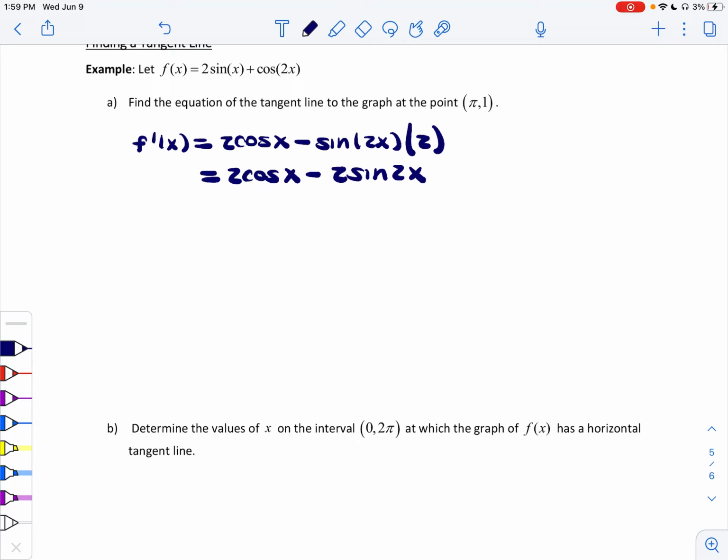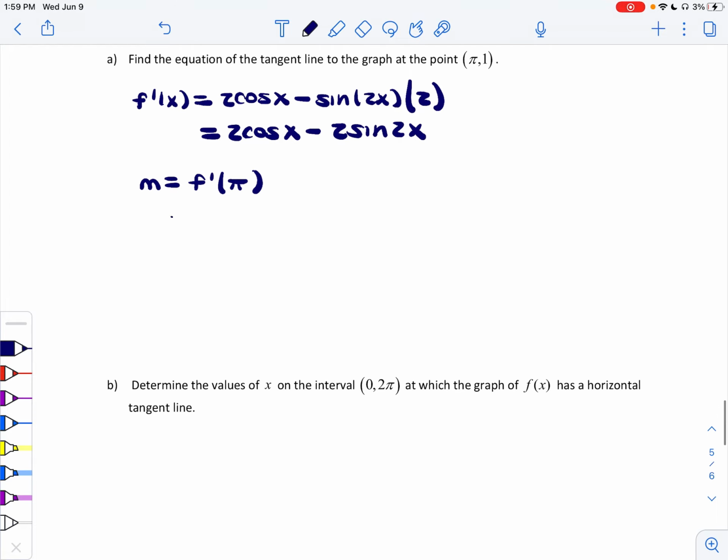Now, remember, we're looking for the equation of the tangent line at the point pi, 1. So our slope will be f prime of pi. So I'm just plugging pi into our equation. Okay, so we'll have 2 times the cosine of pi minus 2 times the sine of 2 pi. All right, so cosine of pi is negative 1, so it'll be negative 2. Sine of 2 pi is 0, so that whole term is 0. So our slope is negative 2.